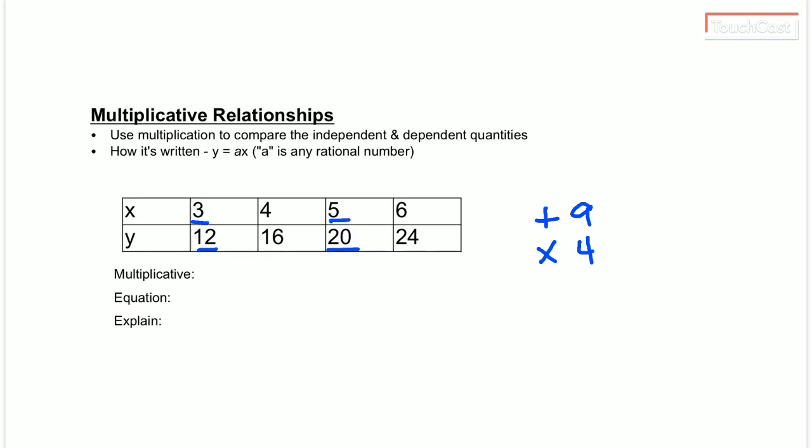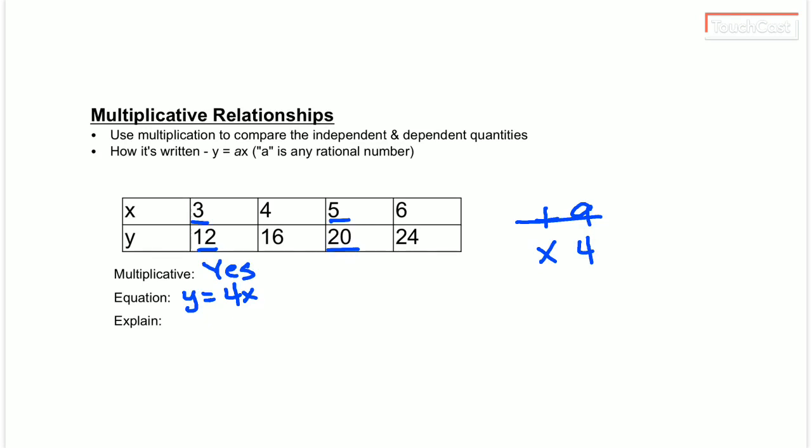So if we look at 5 and we add 9, we do not get 20. However, if we do multiply it by 4, we get 20. So the adding 9 option won't work. And if we apply this multiplying by 4 to each of the other numbers in the table, we find out that that is the process. So our equation is y equals 4x. Because we're multiplying 4 by the input, the answer to the question as to whether or not it's multiplicative is yes.